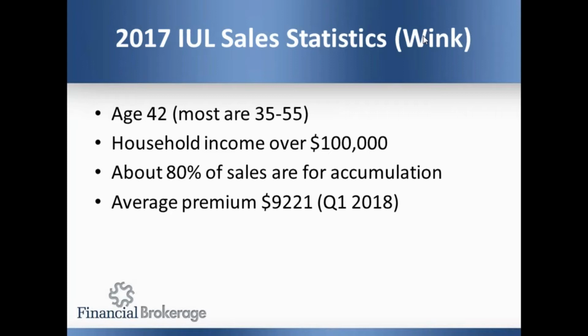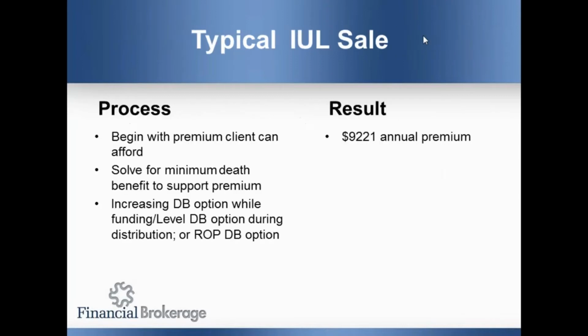Now, in this typical IUL sale, people usually begin with the premium the client can afford. As I mentioned a couple of minutes ago, we ask the client what they're willing to put into a product. We then solve for the minimum death benefit required to support that premium without becoming a modified endowment contract. We do that to maintain the tax advantages that are unique to permanent life insurance. We'll then usually use an increasing death benefit option during the funding years, switch that to a level death benefit during the distribution years. We do that to minimize the cost of insurance charges on both sides, or some companies do allow us to use a return of premium death benefit option.